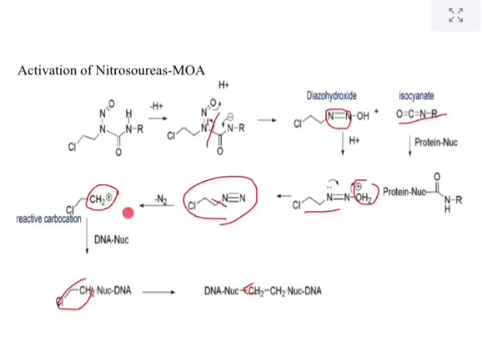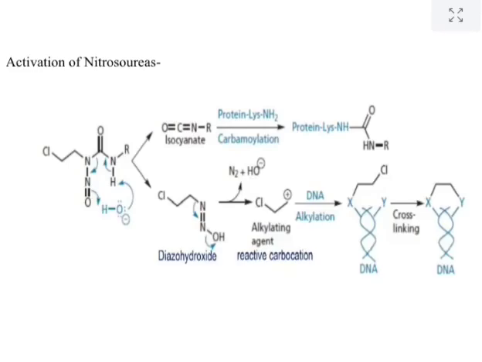That reactive carbocation is a very potent electrophile, very potent. Remember, the chlorine is pulling electrons. Then it can alkylate the DNA. So that is the same thing that we have looked at. The only bit is the end here where we have it as alkylated. This is the carbocation alkylated.